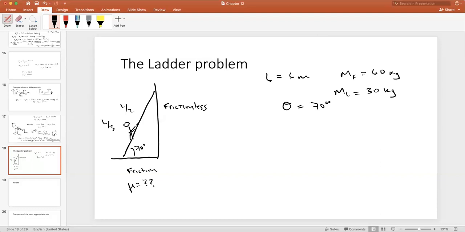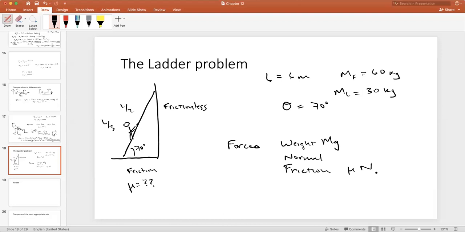So one thing to remember is, again, that the various forces that we're going to consider here are only weight, which is mg. We're going to have one for the ladder and one for the firefighter. We're going to have normal force. We'll talk about those in a second. And we're going to have a friction force. We don't have any tensions because we don't have any wires or ropes. The friction force will be mu times some normal force. We're going to need to figure out what that is in a second.